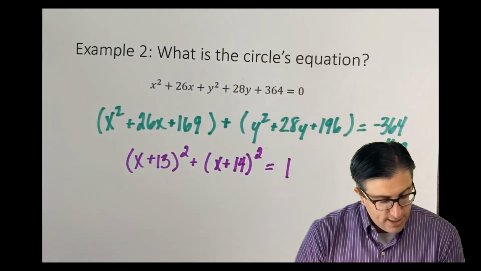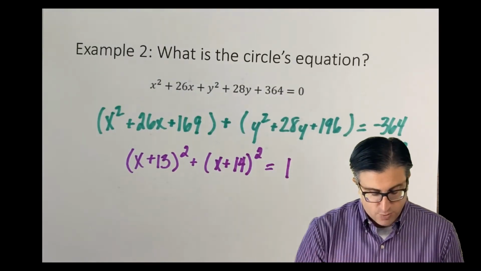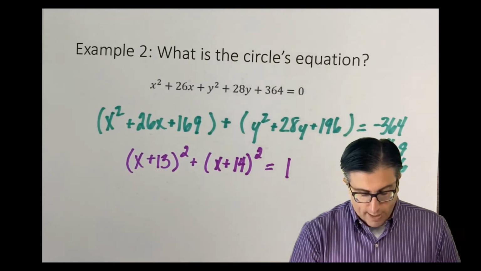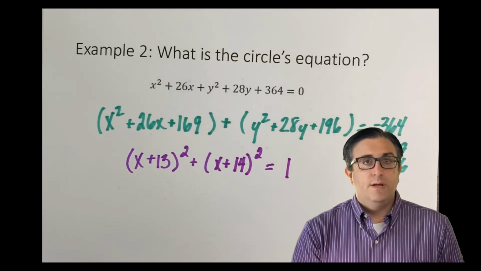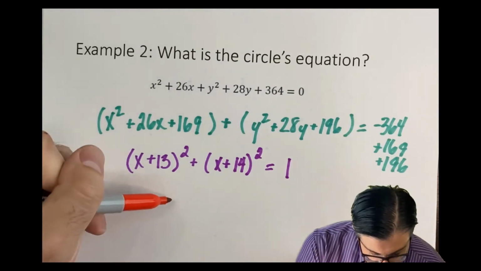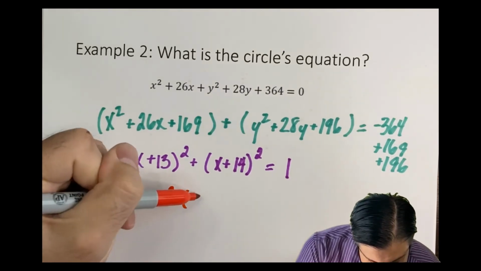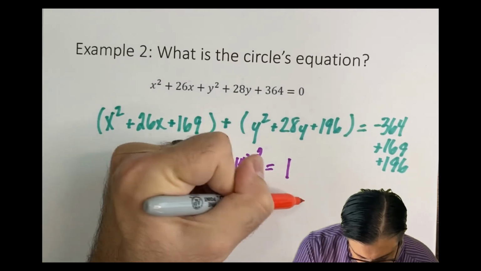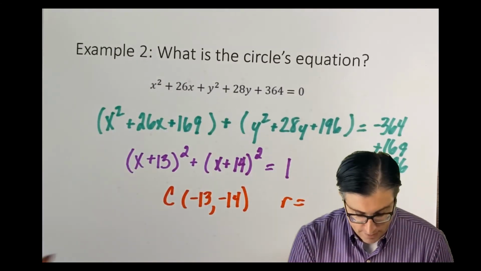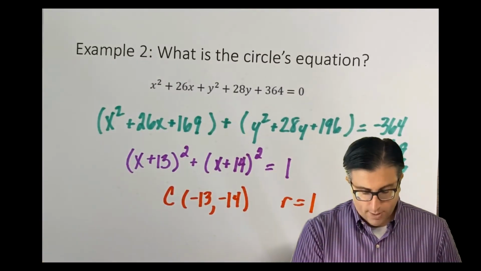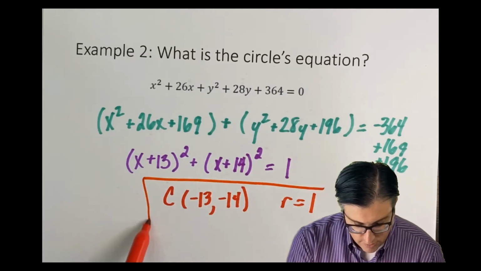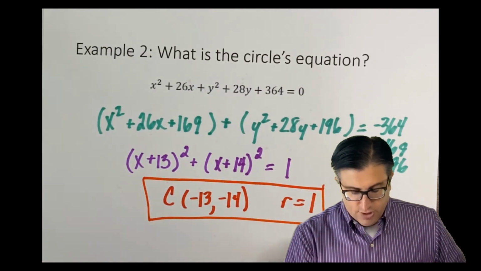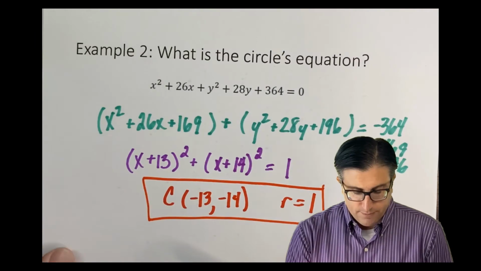Well, this now is the equation for the circle. (x plus 13) squared plus (y plus 14) squared equals 1. Let's get the facts about it. The center would be at negative 13, negative 14, and the radius is the square root of 1, which is also 1. So here's the factual information about that circle. Here's the equation for that circle.